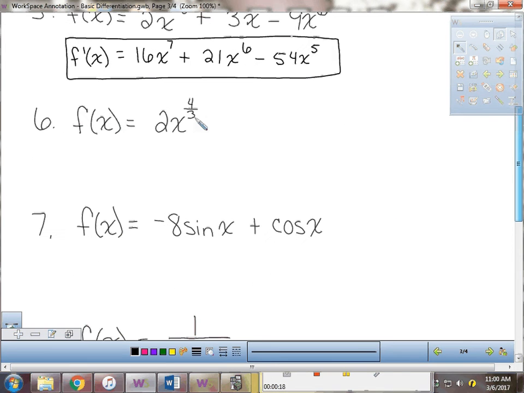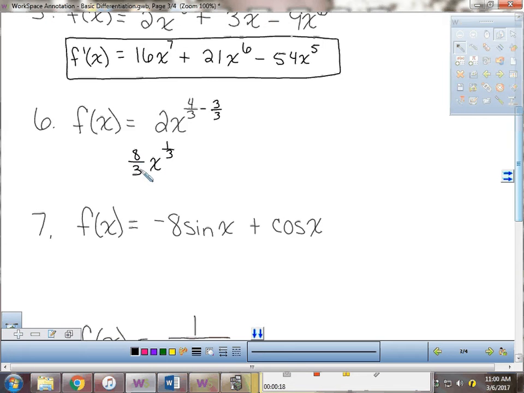All right, so pull this to the front. 4 thirds times 2 gives you 8 thirds. X to the 4 thirds minus 1. Now remember, when you're subtracting 1 as a fraction, it's just that denominator, top and bottom. So 4 minus 3 would be 1 over 3.